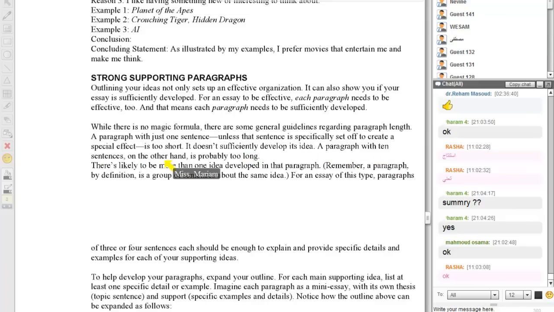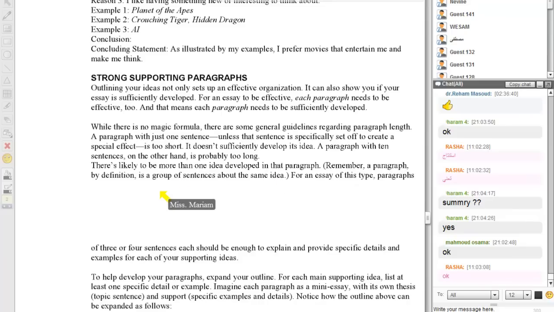A paragraph with 10 sentences, on the other hand, is probably too long. So, one sentence is not enough, and 10 sentences are very long. There's likely to be more than one idea developed in the paragraph. Remember, a paragraph by definition is a group of sentences about the same idea. Make sure that you are talking about the same idea for an essay of this type.